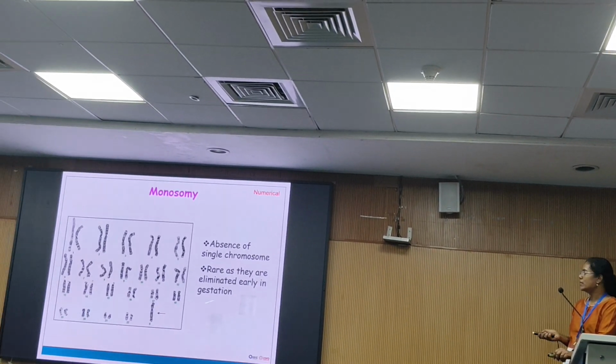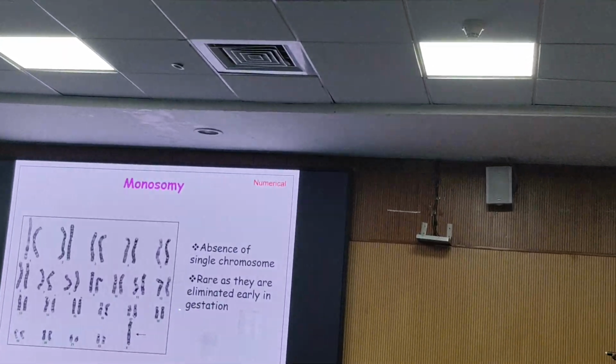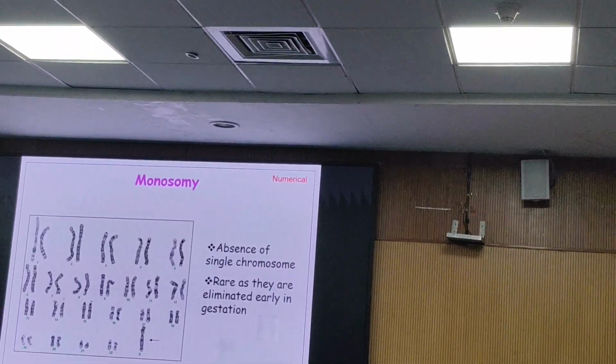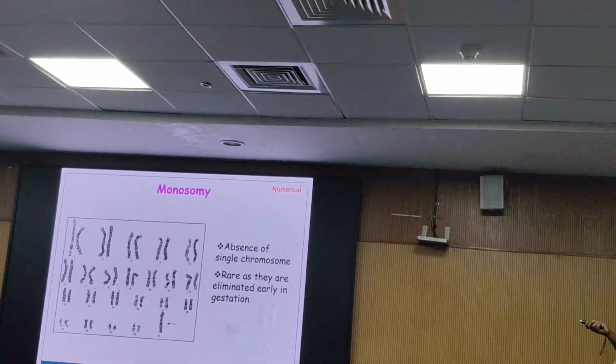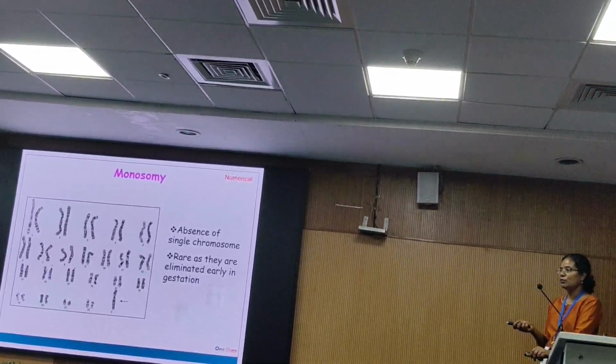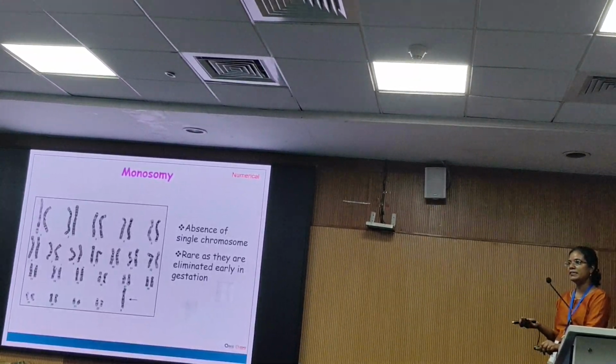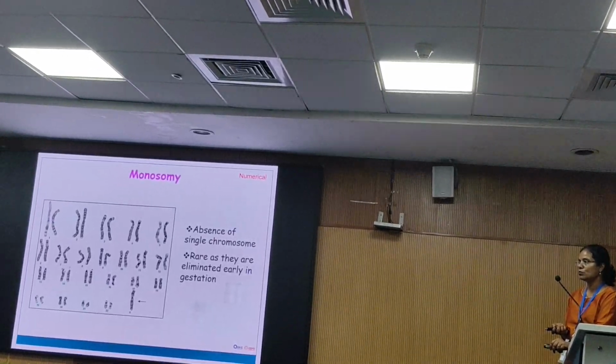Monosomy is the absence of a single chromosome. They are very rare and they will be eliminated early in gestation. The only viable monosomy is Turner syndrome, with only one X chromosome, because females can survive with one X chromosome.